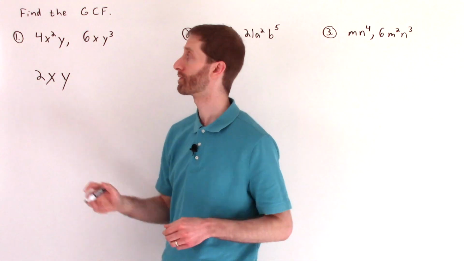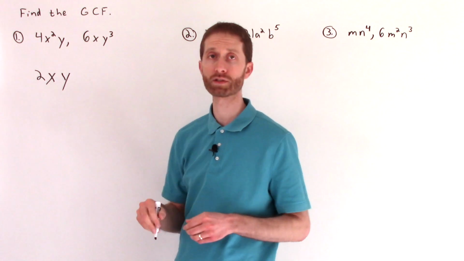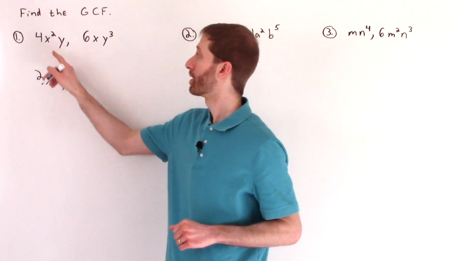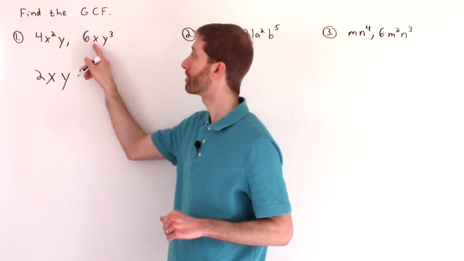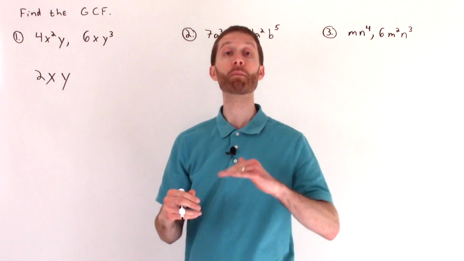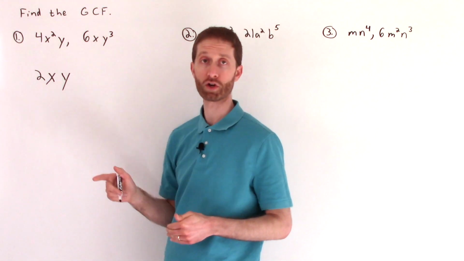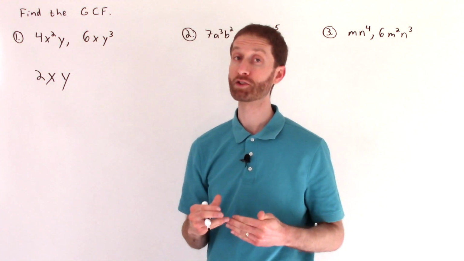Again, the process is find the greatest common factor of the coefficients, and then basically you're finding the least power of each of the common variables, because that would be the most number of times that that variable goes into each term. Now let me go over why this works.